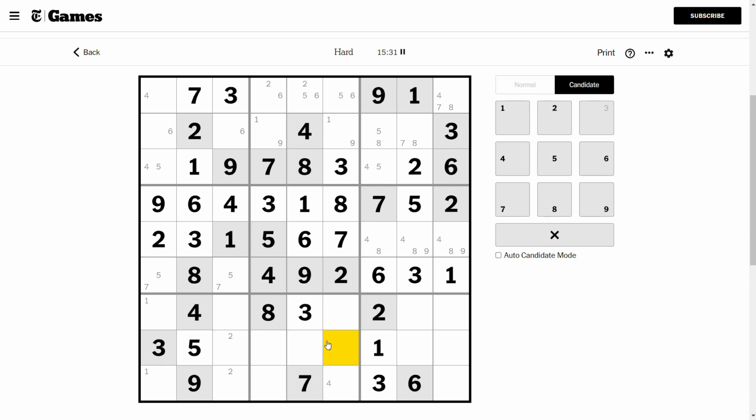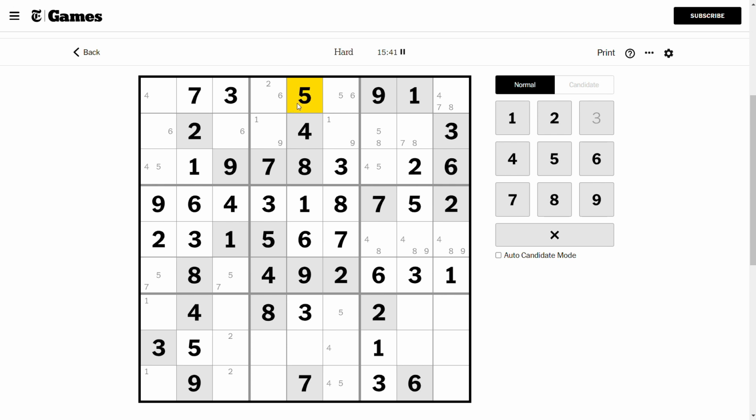This 5 points right and this 5 points down. So in block 8, the digit 5 is forced into column 6 and then these 5s point up. So in block 2, the digit 5 is forced into this cell. And then this cell is made a 6, and this is a 2. Alright.